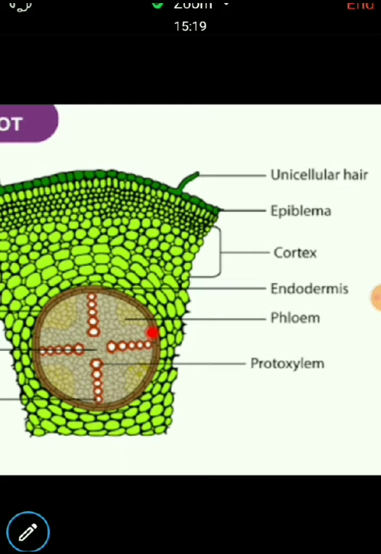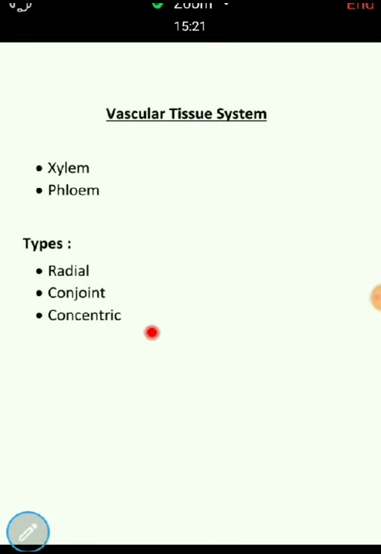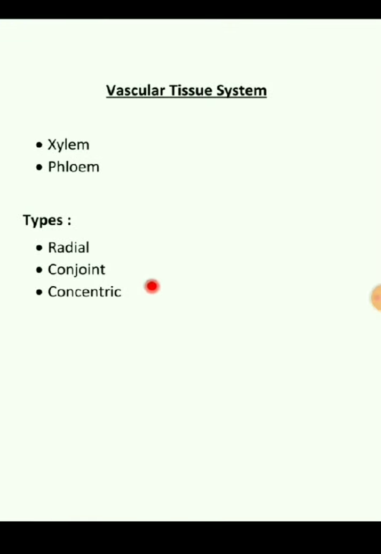Next we will see about the vascular tissue system. This is the most important part. You have to be thorough in this part so that you can understand the further topics of this lesson, that is TS of dicot root and stem and so on. Vascular tissue system includes xylem and phloem. Xylem is used for transporting water, whereas phloem is used for translocating food.